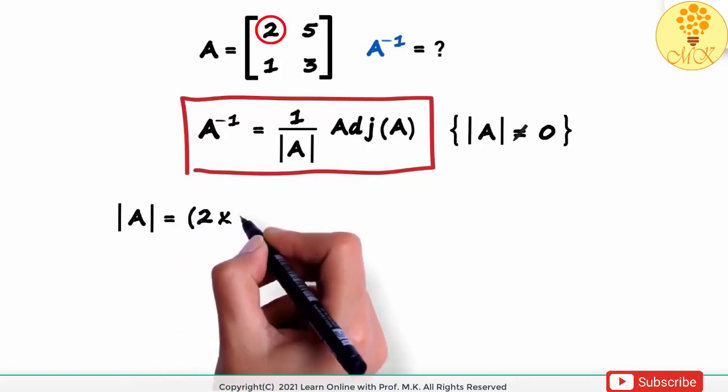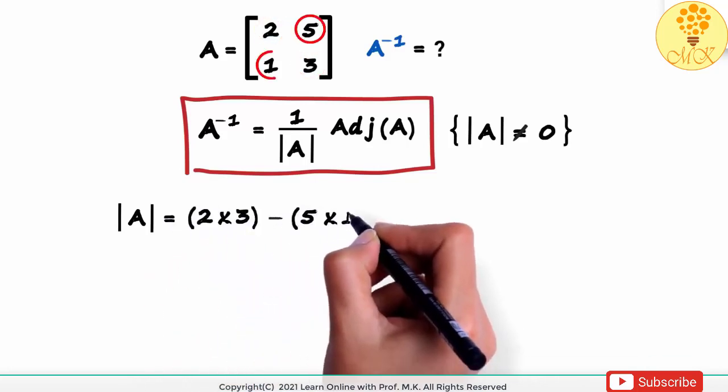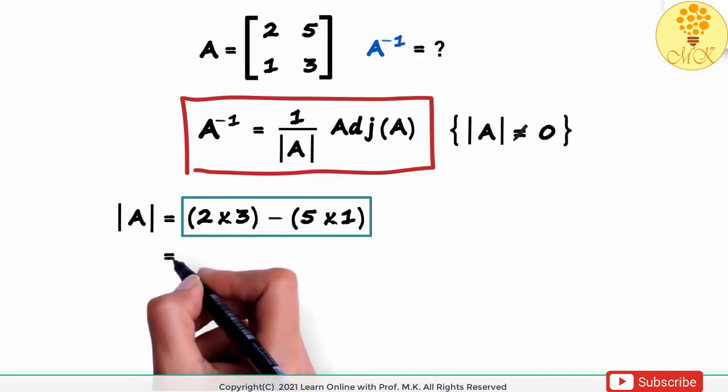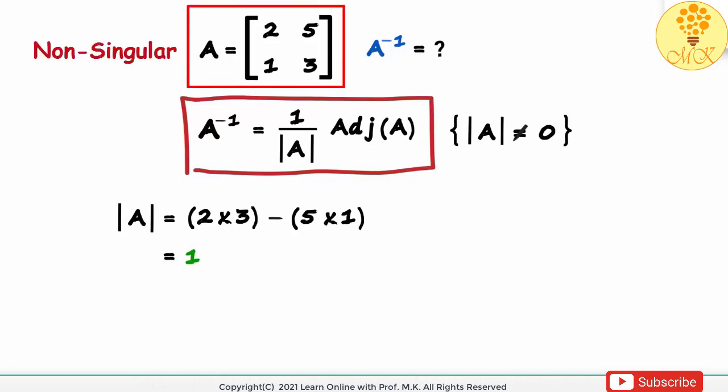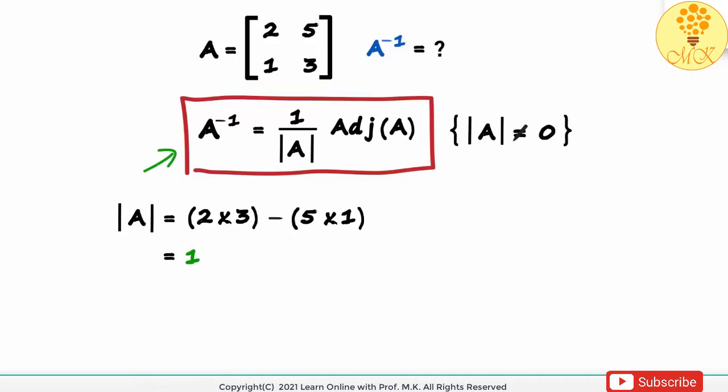It will be 2 times 3 minus 5 times 1. 6 minus 5 is 1. The determinant of A is non-zero. Matrix A is non-singular. So this formula will work.